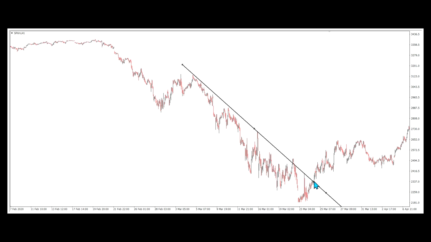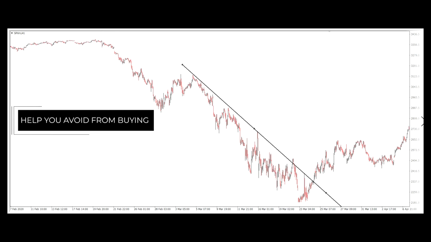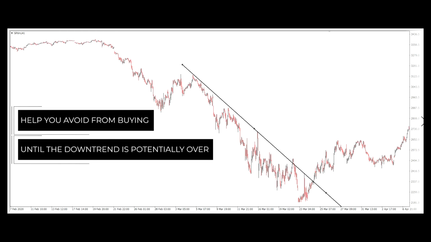So this indicates that once it breaks through that trend line here, the possibility of the downtrend being over is much greater. And then you can see the price go higher here. So what it helps you do is avoid buying until the downtrend is potentially over.